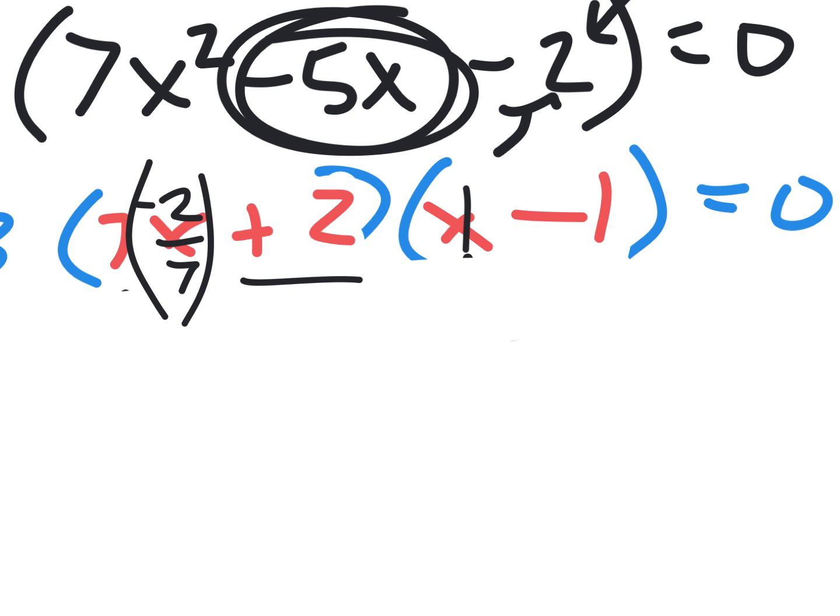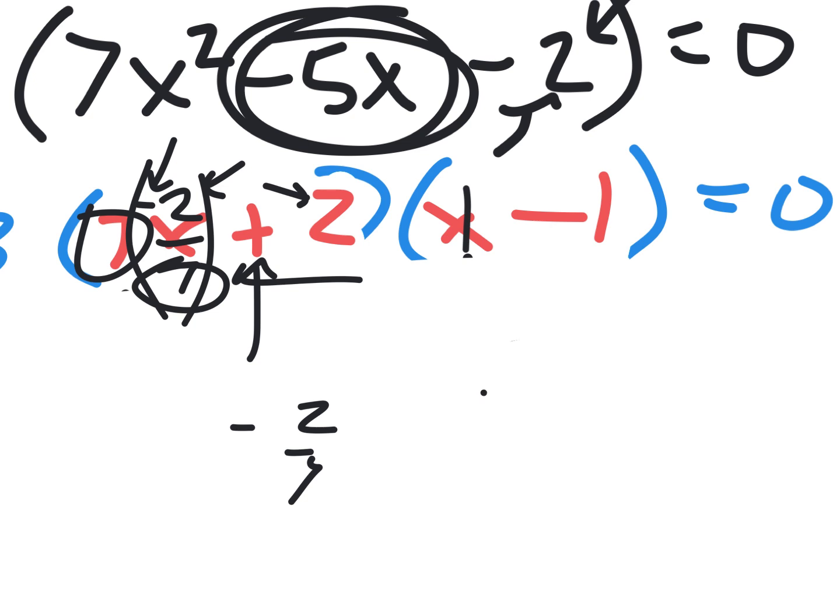You can know that you want this and this to cancel, so the bottom one has to be a 7, the other one has to be a 2, and then you need them to be the opposite sign. Negative 2/7 and 1.